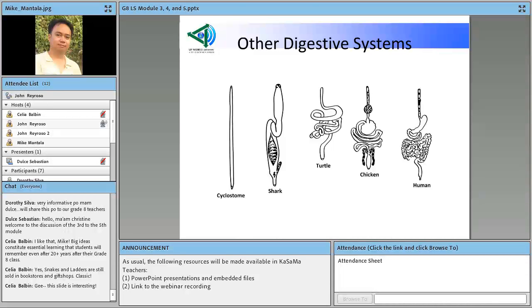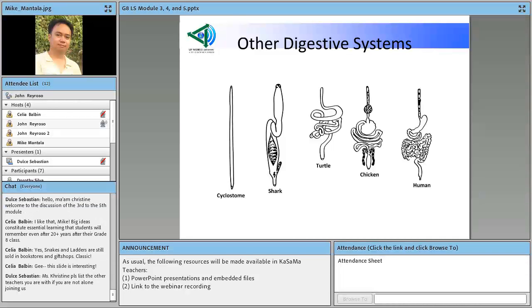You see in this slide that despite their seemingly different shapes, these digestive systems share at least two things in common. One, that except for the cyclostomes, have a here and a little twist there, and that they all carry out the digestion of food. This, however, is not to say that all organisms have this kind of digestive system.